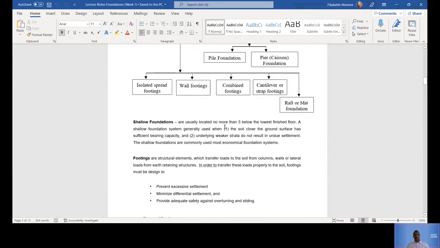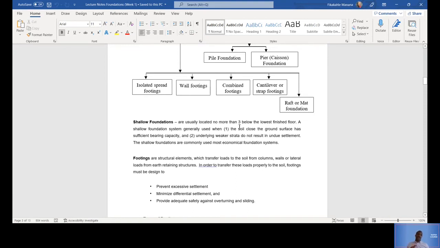Now, these are usually located no more than 3 bricks below the lowest finished floor. Remember, in constructing a building, we normally use bricks here in South Africa to construct buildings, and the bricks that you were drawing last in N4 and in N3 as well, which are 110 in width. Okay, so if you can imagine that, that's how shallow they are.